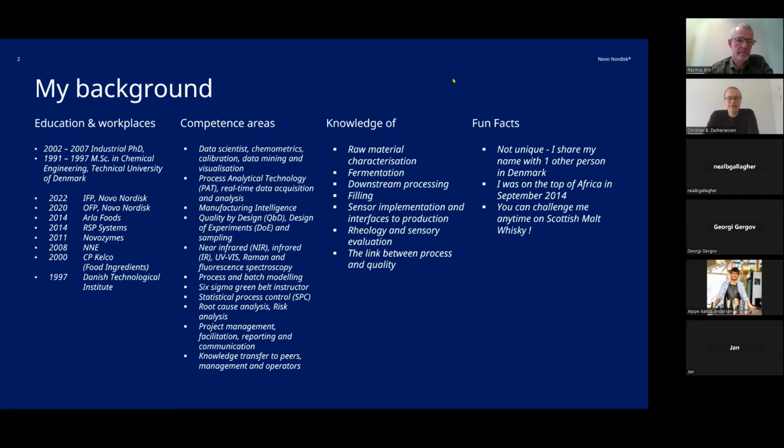So I've been covering everything that a good scientist needs to do, and not just data science, but actually also sampling, quality by design, manufacturing intelligence, DOE, spectroscopy, batch modeling, process modeling, all the sort of things that a real scientist should do, rather than people just labeling themselves data scientists because they can use, let's say, data mining models.